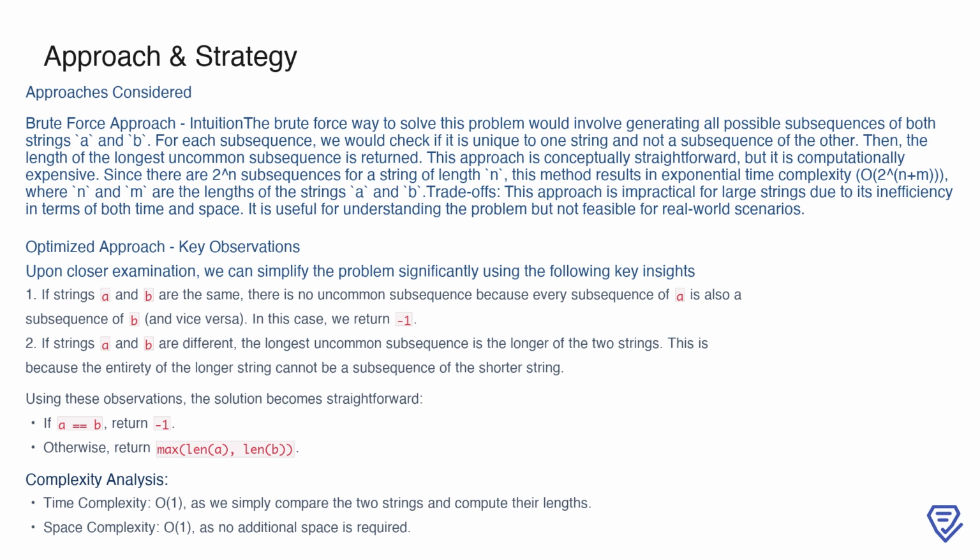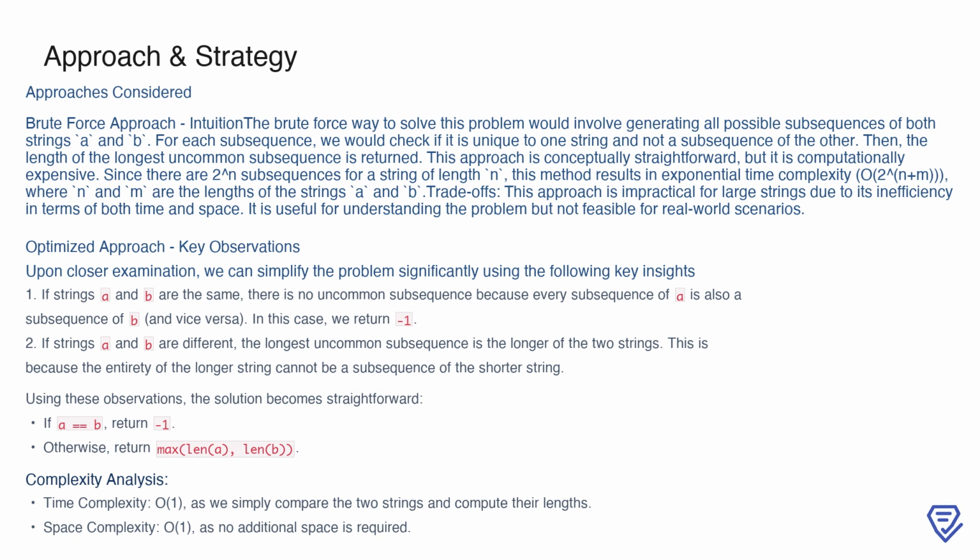The brute force method involves generating all possible subsequences for both strings, A and B. Once the subsequences are generated, we must check whether each subsequence is unique to one string and not present in the other. Finally, the length of the longest uncommon subsequence would be returned. While this approach is conceptually straightforward, it's highly inefficient.